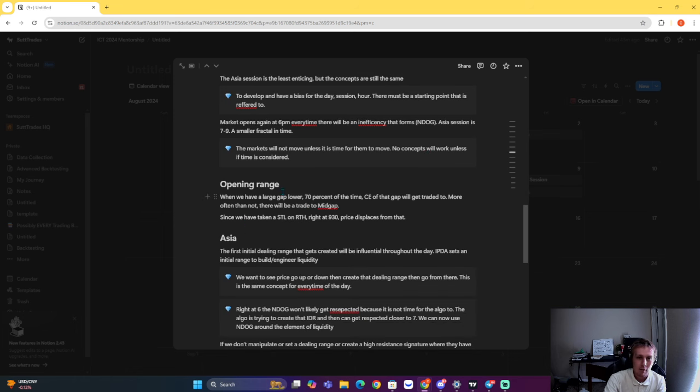Opening range, when there's a large gap lower, like Friday, and also we're going to go into the charts, 70% of the time that midpoint will get traded to.